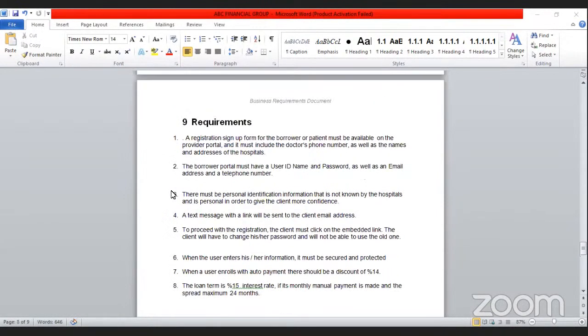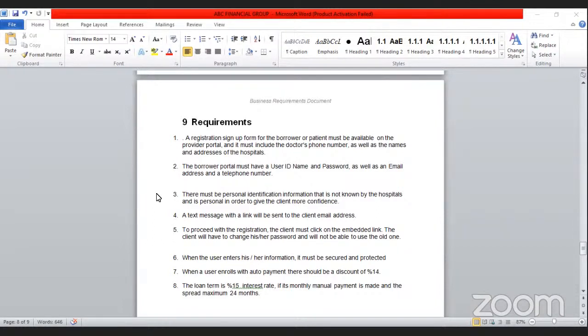We come to the requirements, this is number 9. On the business requirement, a registration sign-up form. The borrower or the patient must be available on the provider portal. It must include the doctor's phone number as well as the names and addresses of the hospitals. The borrower portal, coming to number 2.